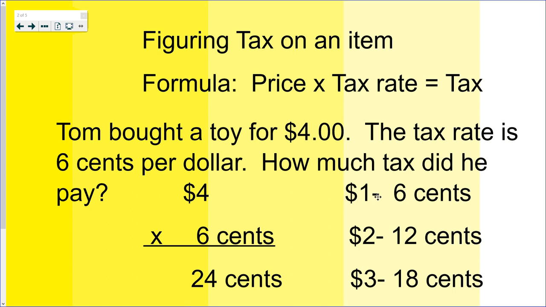I can also think of it like a chart situation where if $1, I have 6 cents, $2, I'm going to have 12 cents, $3, I'm going to have 18 cents, $4, and I have 24 cents. I add 6 cents on each time. So when it says it's 6 cents per dollar, for every dollar we have 6 more cents added to our price, if that's the tax rate. That's how we figure out the tax on an item: the item cost times the amount per dollar, which is the tax rate. That's one of the things that we'll be looking at this week.